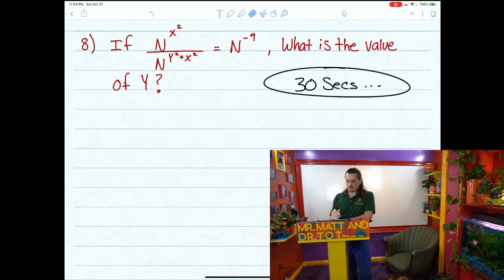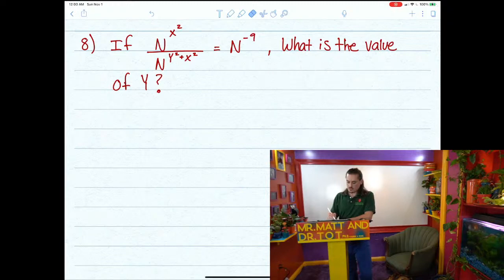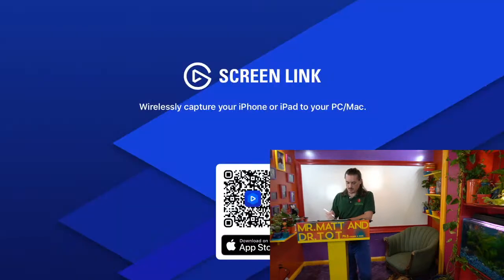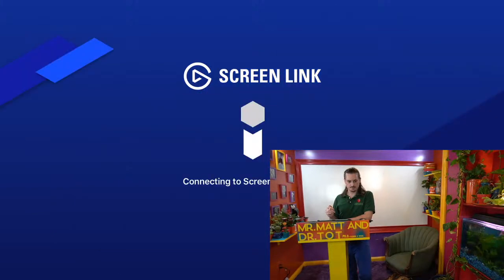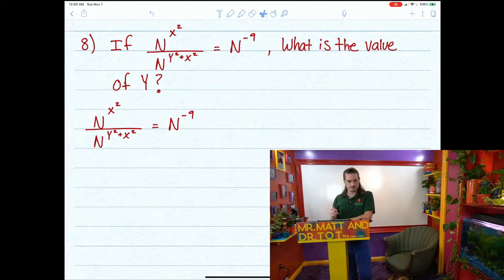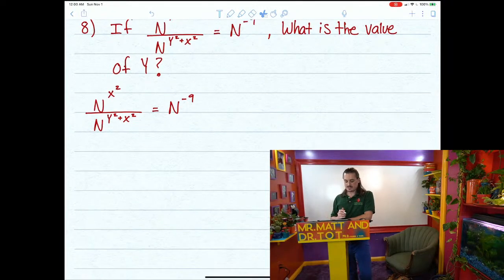Okay, so if we take this equation and just start working with it using the rules of exponents, let me duplicate it here. Sorry about that. Let me reconnect my iPad there. Sorry about that. Okay, so I copied this down here.